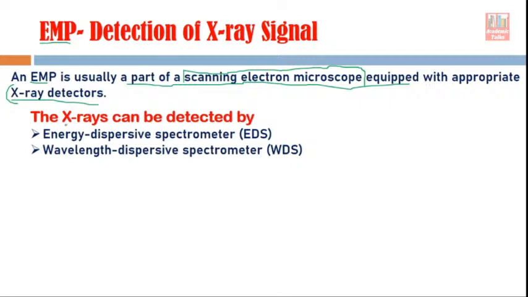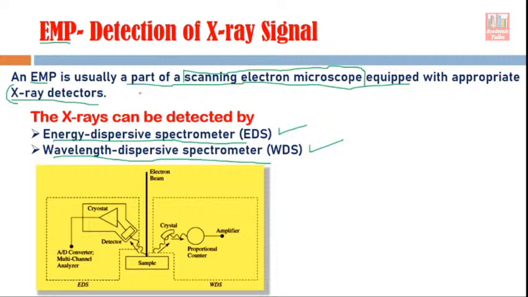You know that X-rays are electromagnetic waves, so they have energy and they have wavelength. So we can use two ways to detect the X-rays. One is the energy dispersive spectrometer. In this we detect the energy of the X-rays, and through the energy we identify the element which is generating the X-rays. The second way is that instead of energy, we focus on the wavelength of the X-rays, and through the wavelength we try to identify the elements. Either of these two kinds of detectors can be added into the system.